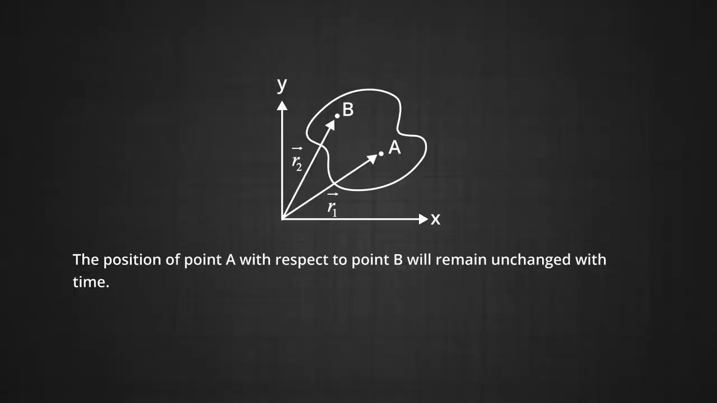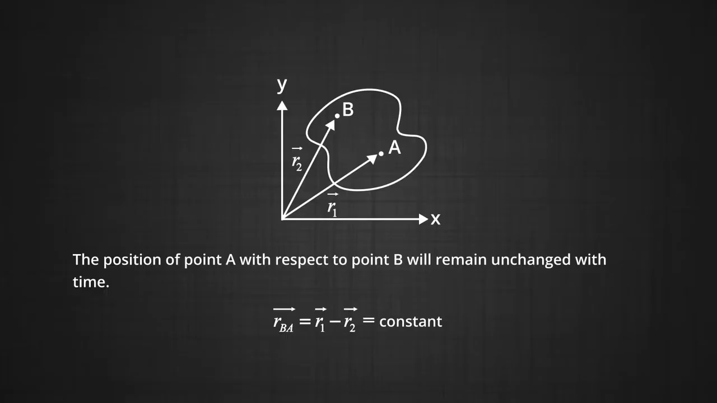Let us consider two points A and B in a body with position vectors r1 and r2 at any time respectively. The body is said to be rigid if the separation between A and B remains unchanged with time. One can also say the position of point A with respect to point B will remain unchanged with time. Then we can define r_BA vector, the position vector of B with respect to A, which can be written as the position vector of A, r1, minus the position vector of B, r2. That will come out to be a constant with time. One can say it with respect to point A also.